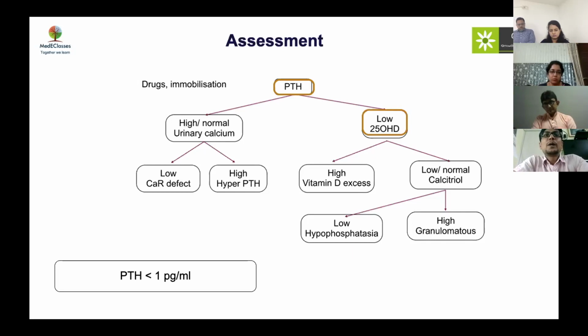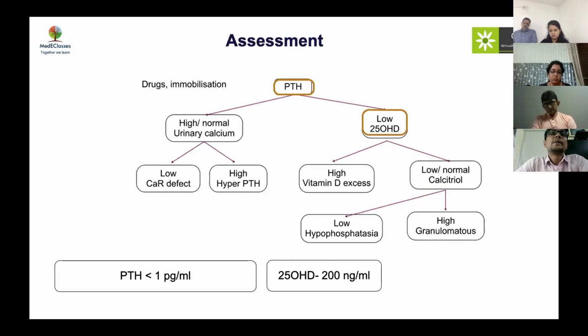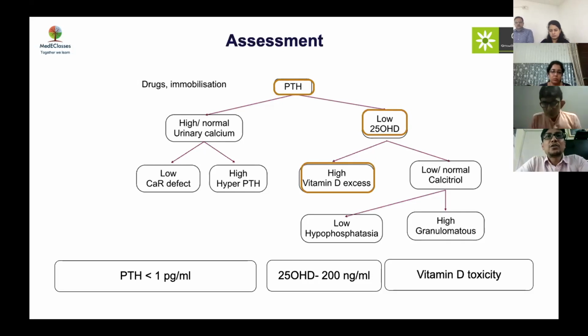Okay. So then, when we see here vitamin D, it is too high, 200 nanogram per ml. So this is definitely a case of vitamin D toxicity, and sometimes we can treat with steroids also to revert it back. Thank you.